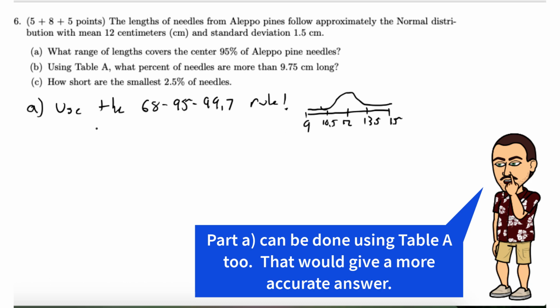centimeters. Okay, so using that rule, the 68, 95, 99.7 rule, we could conclude that approximately 95% of the needles have a length between 9 centimeters and 15 centimeters.